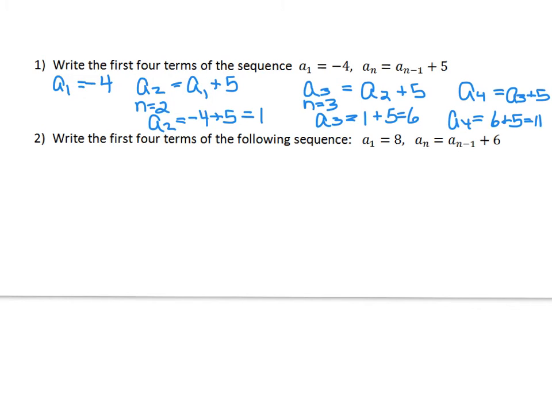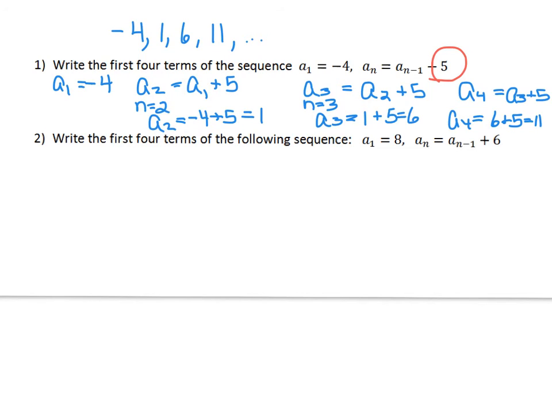So this sequence starts with -4, then we've got 1, then 6, then 11, and we should see that this pattern is just add 5. My recursive formula tells me that pattern right there, add 5. Now let's go ahead and try the next one.